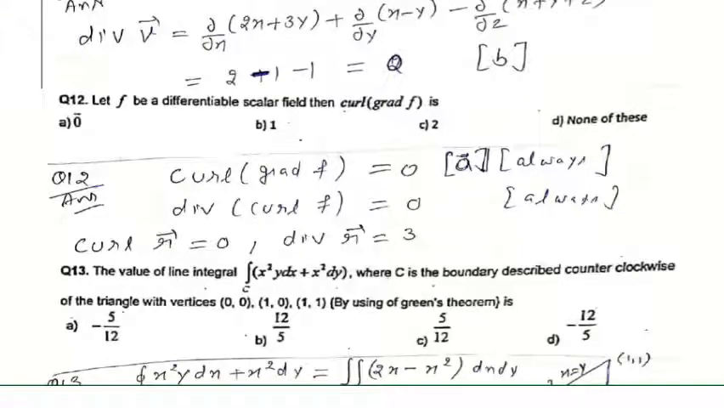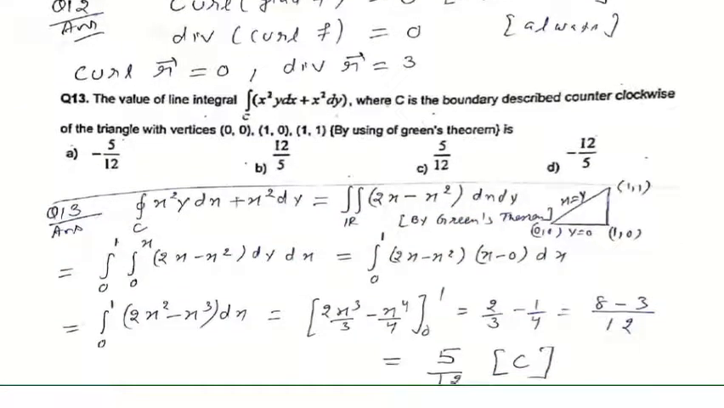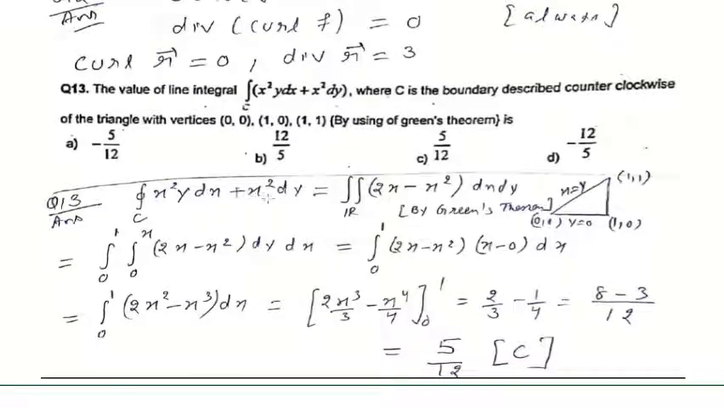Now next, you have the value of the line integral of x square y dx and x square dy, where C is the boundary of the triangle bounded by these coordinates, and you are asked to use Green's theorem. So what is Green's theorem? As we already have discussed, you have to differentiate this with respect to x. What is the derivative of x square with respect to x? It is 2x. And what is the derivative of this with respect to y? It is x square dx dy.